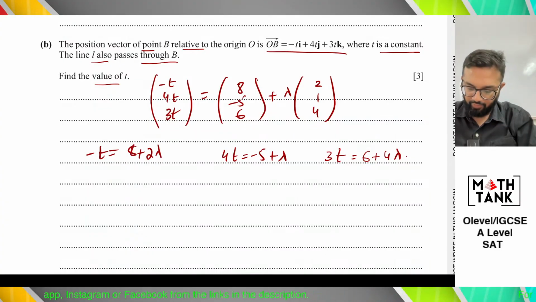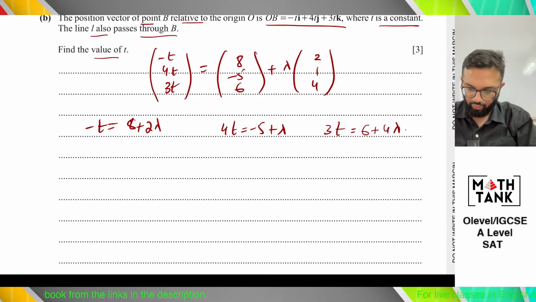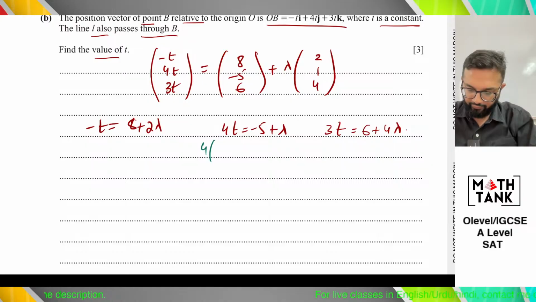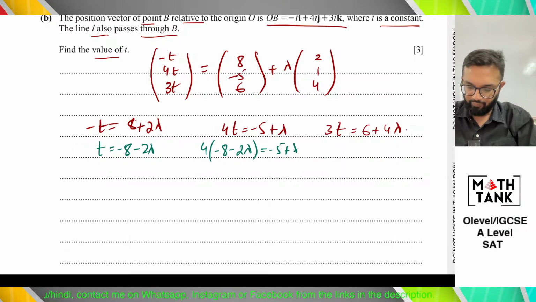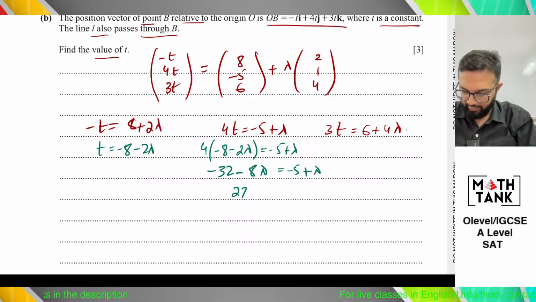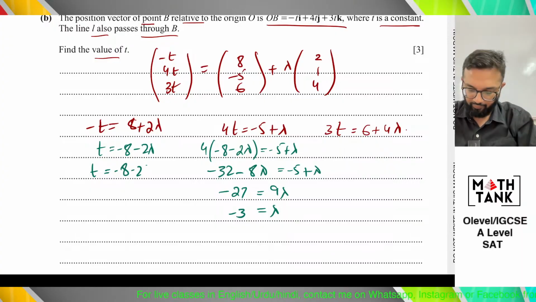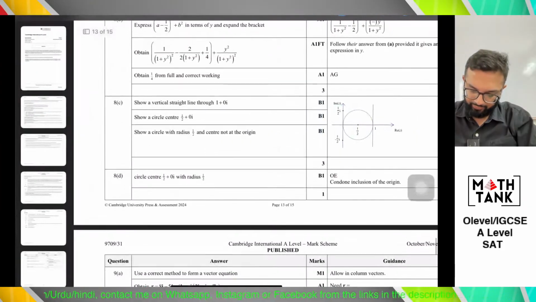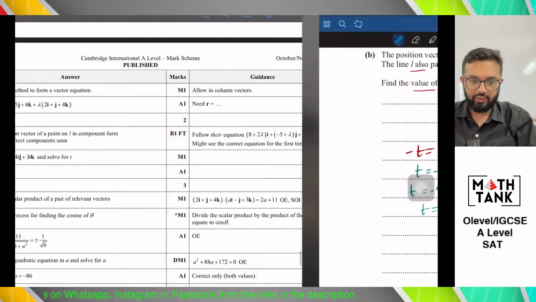Okay, I can solve any two of these together and then show you that they balance the third. So 4T is going to be minus 8 minus 2 lambda, minus 8 minus 2 lambda, minus 32 plus 8 lambda minus 8 lambda, 27 and 9 lambda equals minus 3. T equals minus 2. Is that the correct answer? Yeah, that is the correct answer.